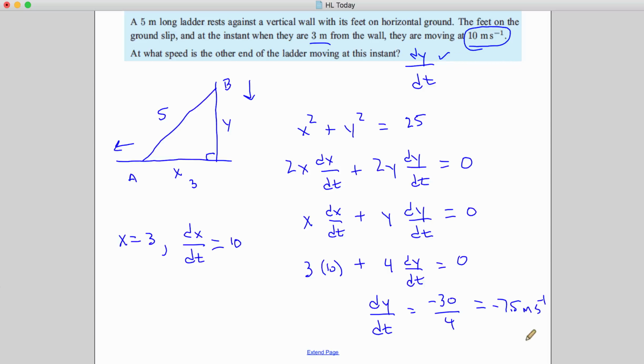Notice that it came out negative, which makes sense because the motion is down. So at what speed is the other end of the ladder moving at this instant? We don't say it's negative; the speed is actually 7.5 meters per second. If you recall, if we take the derivative of the position of something, we get velocity. Velocity tells us the direction, in this case down, and the absolute value of the velocity is the speed, which is 7.5 meters per second.